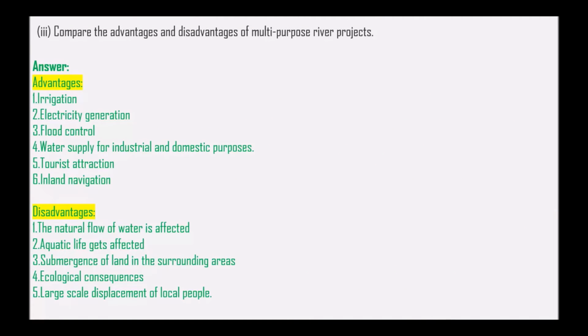Next, compare the advantages and disadvantages of multipurpose river projects. The advantages are irrigation, electricity generation, flood control, water supply for industrial and domestic purposes, tourist attraction, and inland navigation. Disadvantages: the natural flow of water is affected, aquatic life gets affected, submergence of land in the surrounding areas, ecological consequences, and large scale displacement of local people.